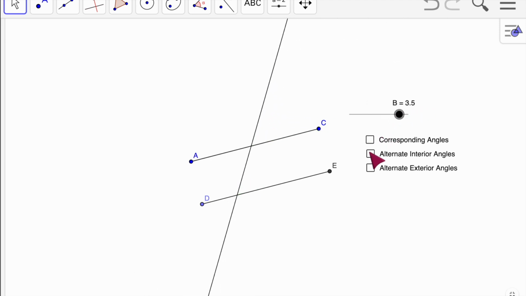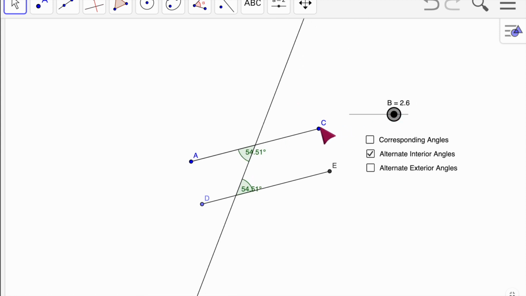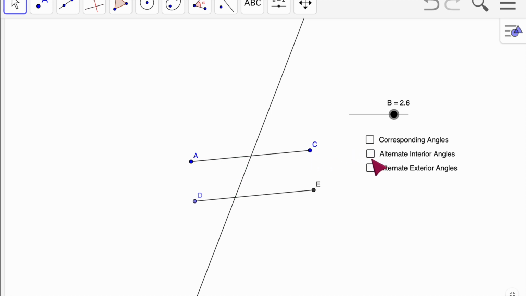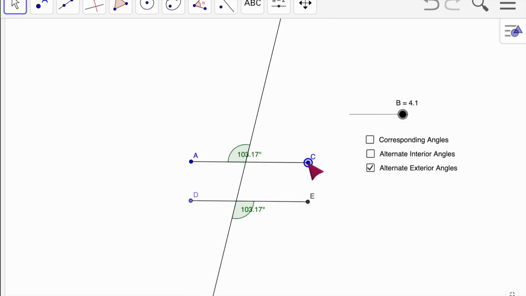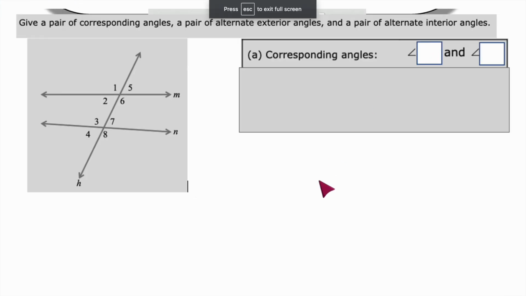So now I can do alternate interior angles, so we can see they're in between the parallel lines. And again, no matter how I move this line, they will stay congruent. Or I can move the parallel lines and they're going to stay congruent to each other. Same thing with alternate exterior angles. They're on the outside of the lines but on opposite sides of the transversal. So again, you can see how no matter how I move these, we will have congruent angles. I just like that interactive because it's a very nice way of being able to see how that measure changes. So we're going to go ahead and apply what we just learned to this problem.